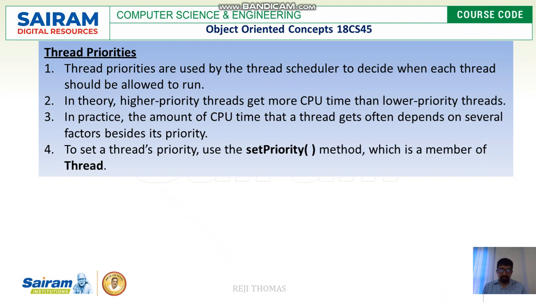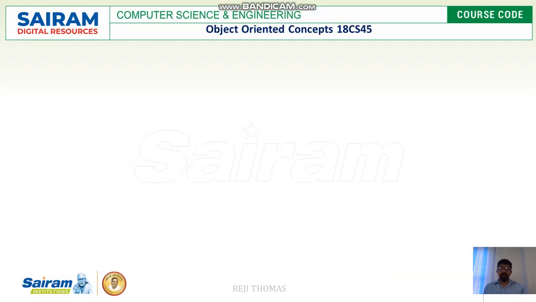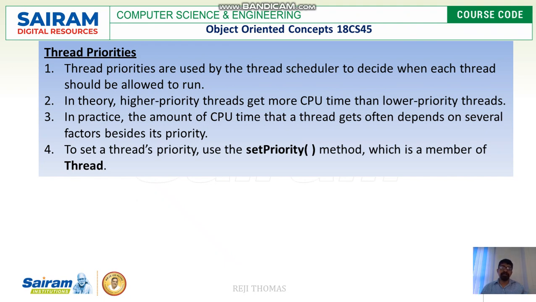There are many methods associated with this. We have setPriority, which is going to set a thread's priority, and this priority should be decided when you create a thread, and it is going to decide how long and for what time a particular thread is going to run. As I told, the higher priority thread gets more CPU time than the lower priority thread. So let us see how we can change and set the priorities.